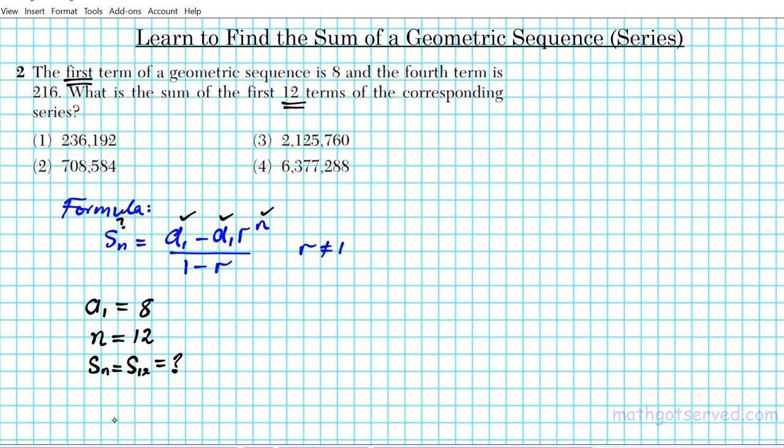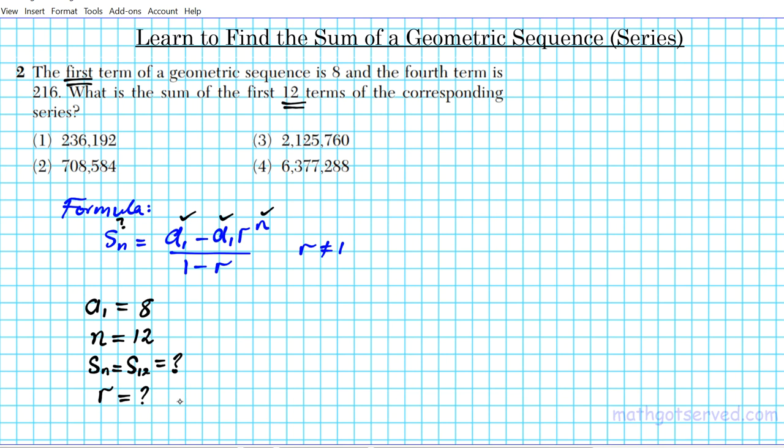But what else do we need, ladies and gentlemen? You notice that the sum also depends on the common ratio r. What is the common ratio in this problem? The answer is it's not given. Do you see that we have a problem? We have only one equation with two unknowns, so we have an infinite number of solutions. That's not going to work here.